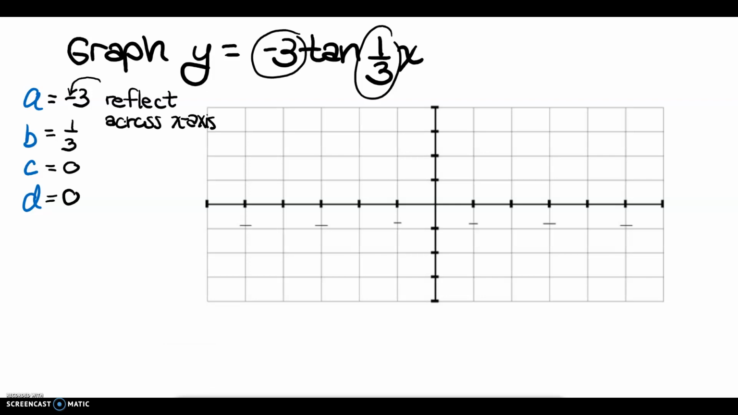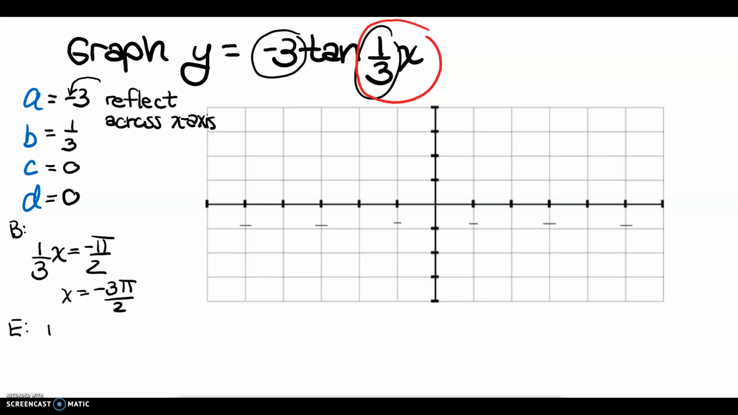Now let's go ahead and find our beginning and our ending points. For our beginning, remember, we take everything that we're taking the tangent of, so 1/3 x, and we set it equal to negative pi over 2. When we multiply by 3, we get x equals negative 3 pi over 2. For our ending point, we do the same thing, except now we set it equal to pi over 2. So when we multiply by 3, we get 3 pi over 2.